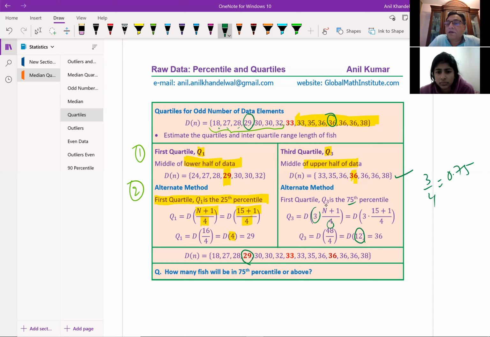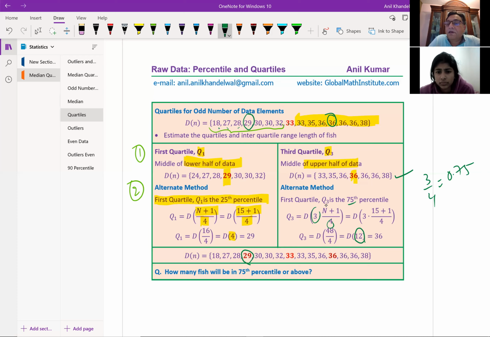5 plus 1 is 6. 6 divided by 2 is 3. Third element, so n plus 1 divided by 2 gives you the term number. The value of that term number is the median. So we could write this as median equals d. D we are calling a data function.